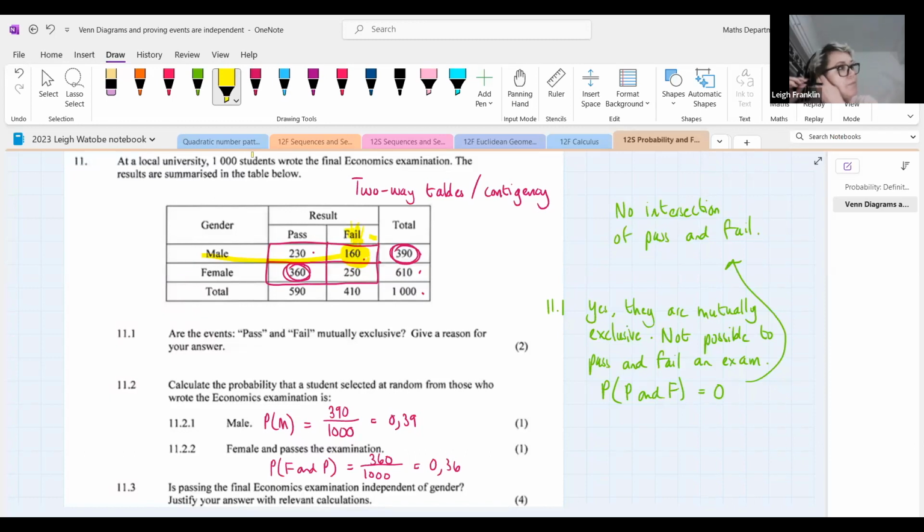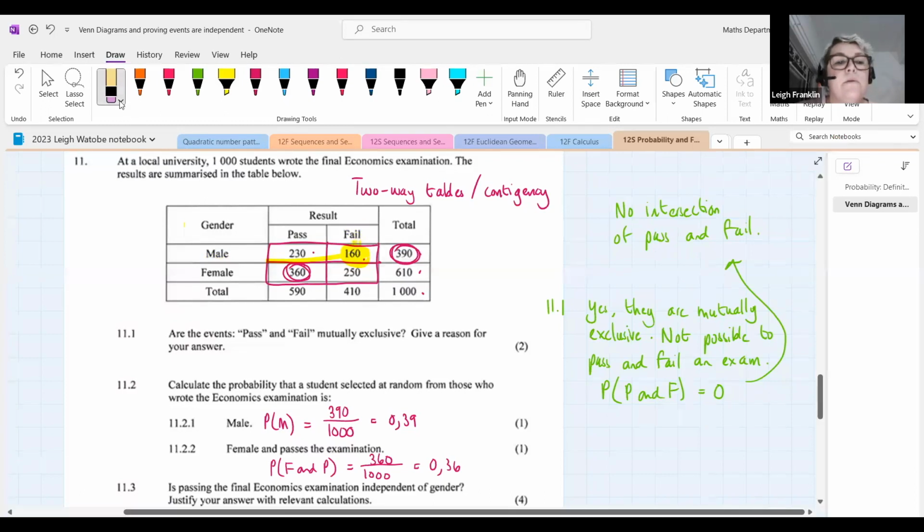No, ma'am, that's not my question. You said that if they wanted you to answer a specific question on gender and passing and failing, they would have to tell you both, yes. But you see, ma'am, the second question says female and passes the examination, right? So I could answer that it's 360 over 610.